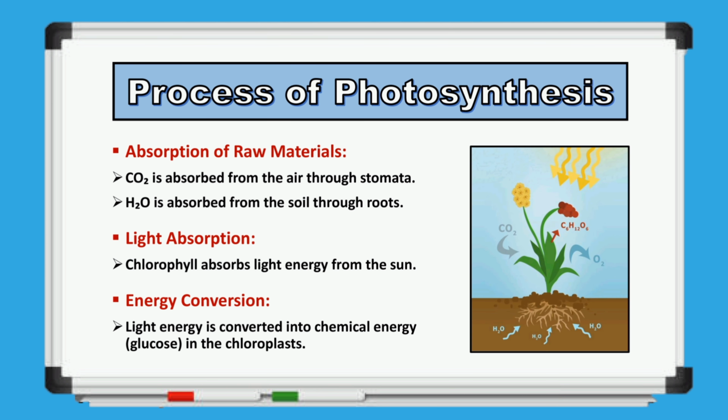Let us now understand the process of photosynthesis, which is the way green plants prepare their food. It all begins with the absorption of raw materials. Carbon dioxide from the air enters the plant through tiny pores on the leaves called stomata, while water is taken up from the soil through the roots. Once the raw materials are in place, the plant moves to the next phase, light absorption. Here, a green pigment called chlorophyll, found in the chloroplasts of leaf cells, captures light energy from the sun. This absorbed light energy is then used in the final step, energy conversion. In this stage, the light energy is transformed into chemical energy, resulting in the formation of glucose, a simple sugar that serves as food for the plant. This entire process takes place within the chloroplasts, making them the powerhouse of photosynthesis.